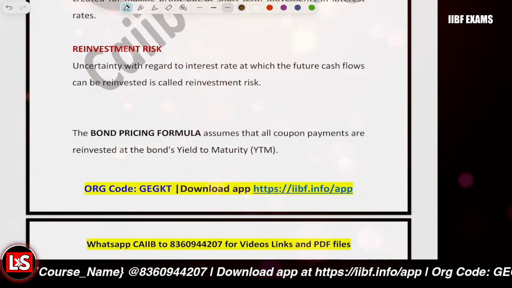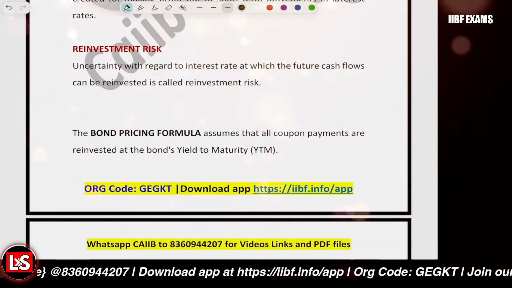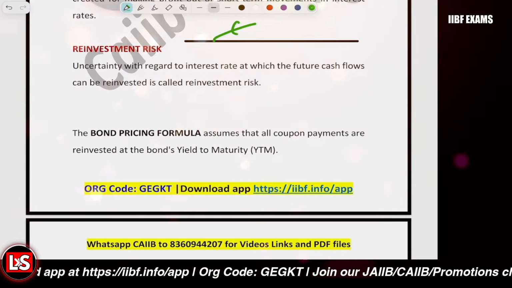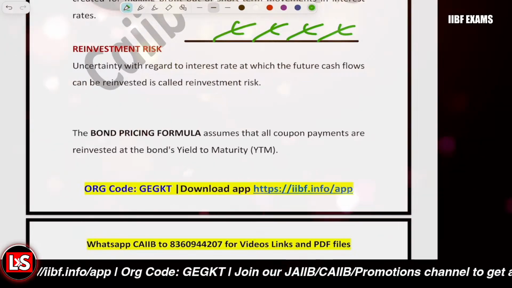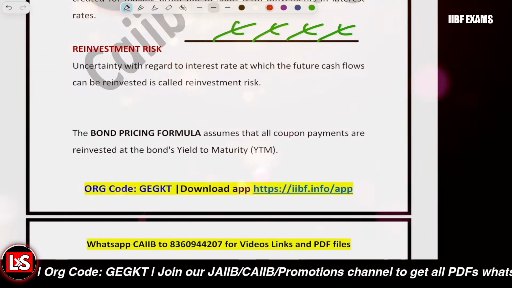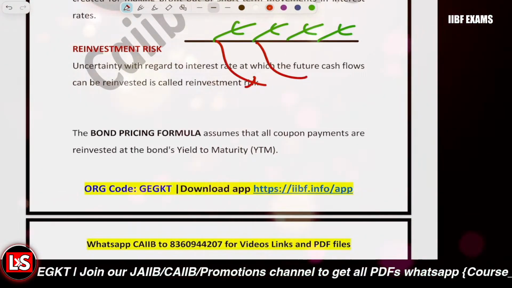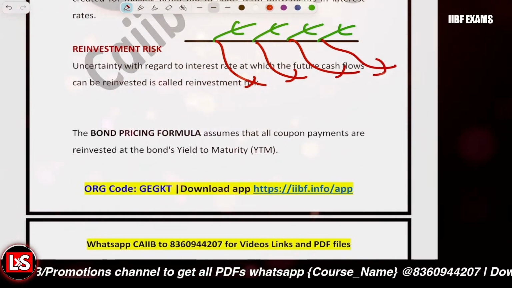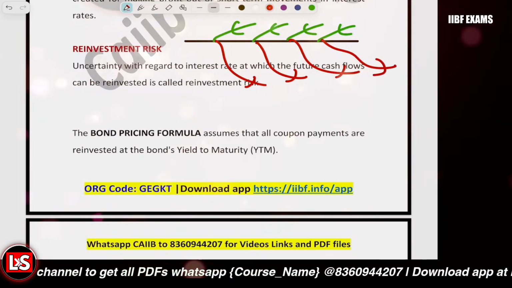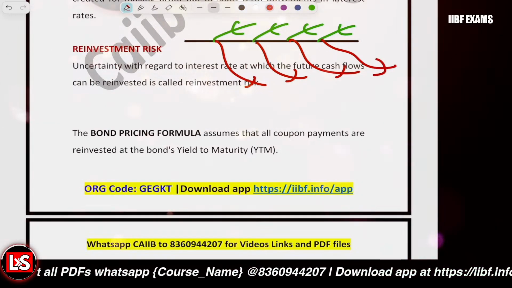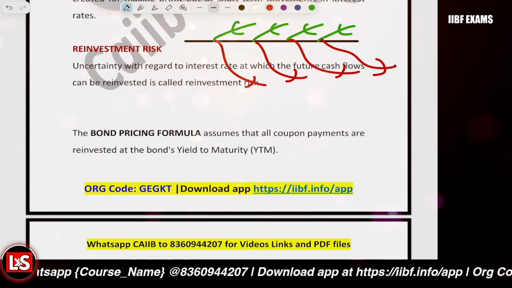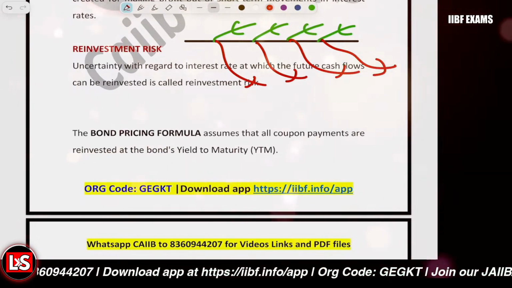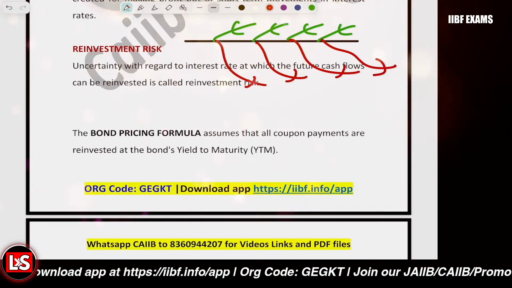Further, there is a reinvestment risk. Reinvestment risk is what? Let's say you have a loan and the person is repaying the loan to you. The borrower is repaying the loan. Now there is a liability upon you that you are to reinvest these particular amounts, right? So that is a reinvestment risk that is imposed upon you.